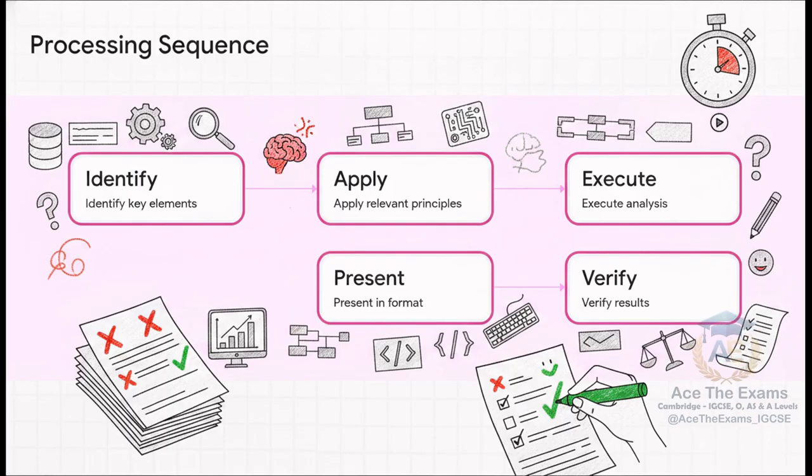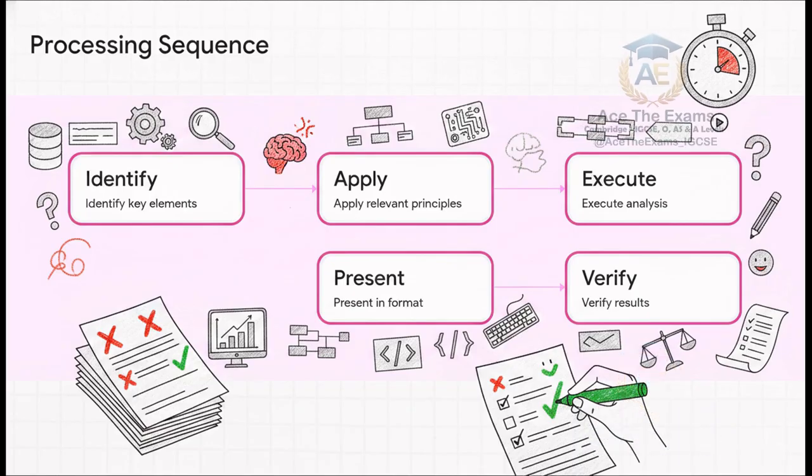Let's walk chronologically through the exact 5-step standardized processing sequence you need to effectively tackle these past paper problems. I want you to visualize a 60-second timer on your screen right now as we mentally attempt to rewrite an answer. Step 1. Identify the key elements from the text and tables in the question prompt. What are they actually giving you? Step 2. Apply the relevant theoretical principles to those specific elements. Step 3. Execute your analysis using that PEEL framework we just talked about, making sure you show clear working.